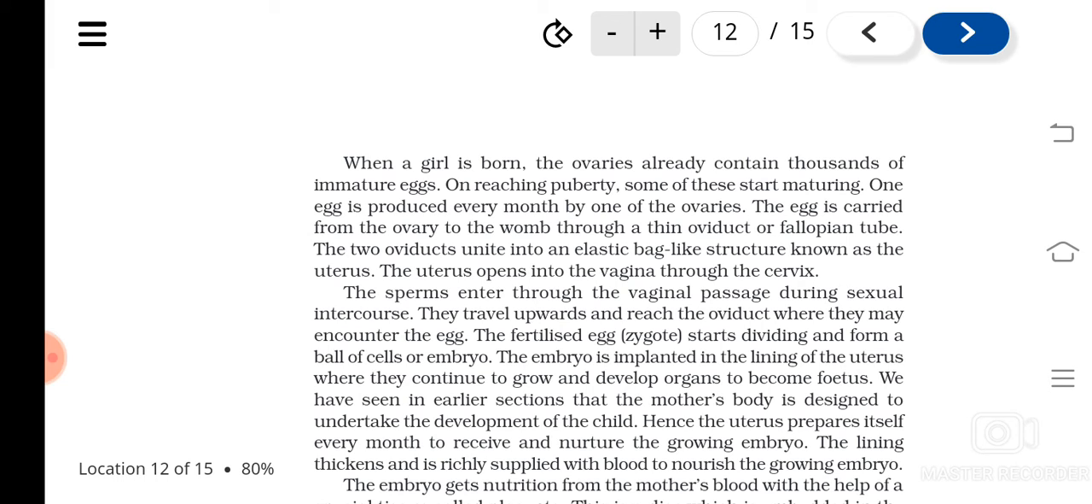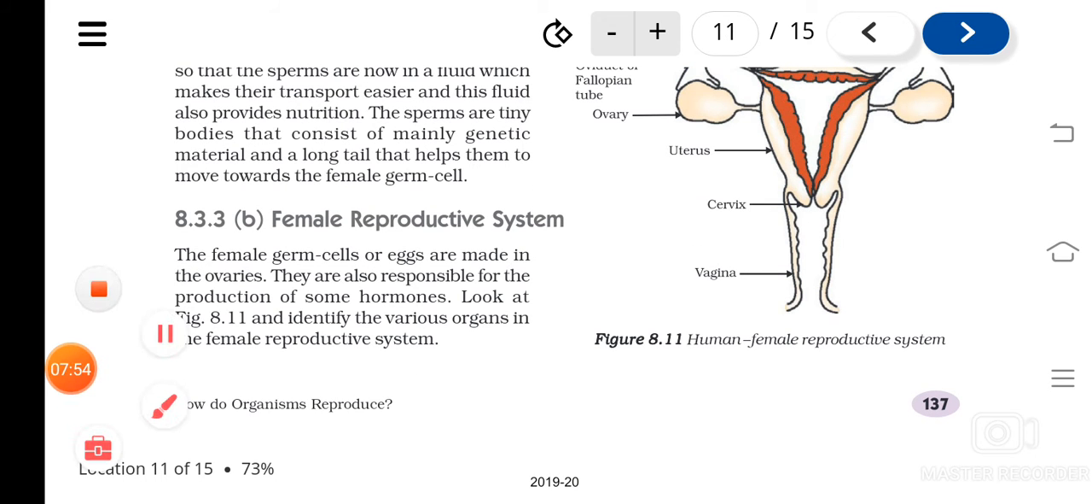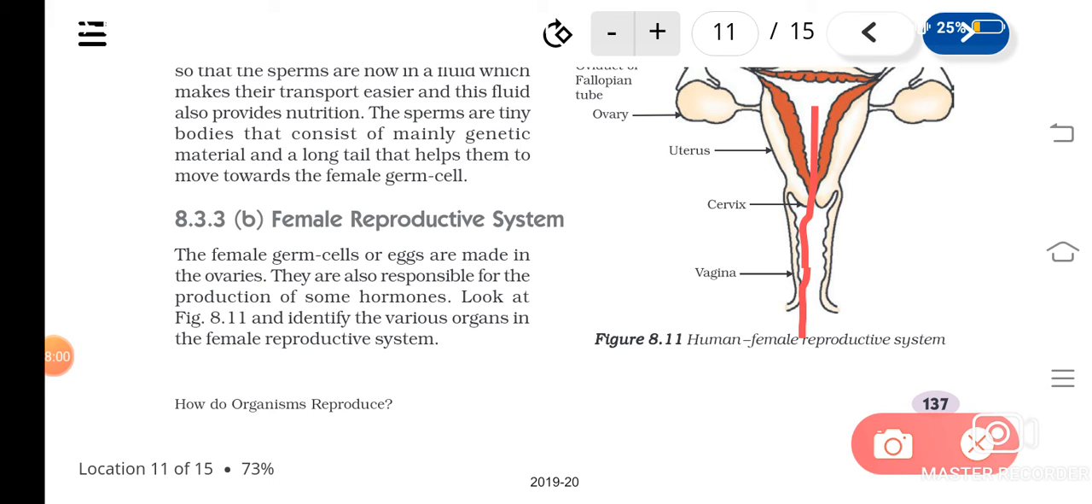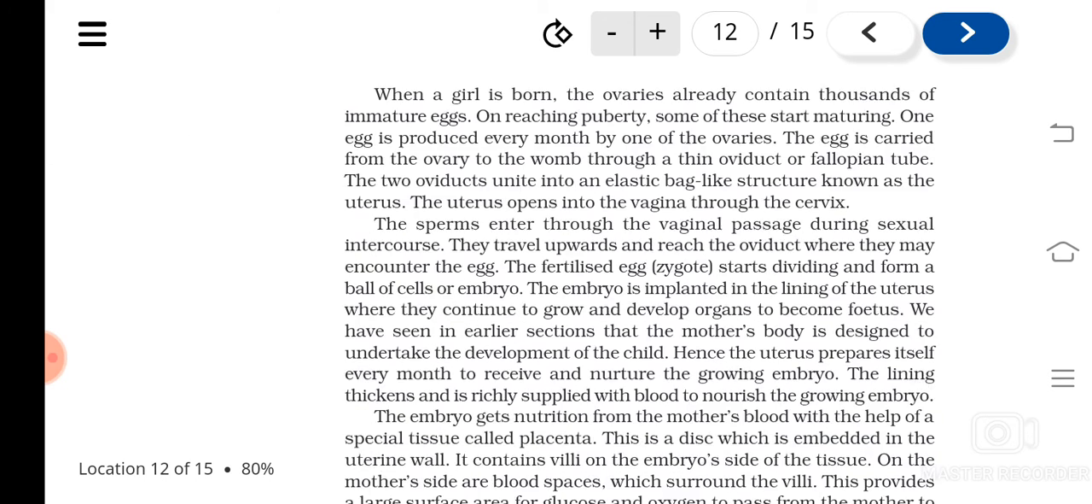Understood? So the sperms come through the vaginal passage and travel through it. The sperm will move, pass through the uterus, and then reach the fallopian tube. When the egg reaches there in the fallopian tube, this release of ovum occurs only once in a month from any one of the ovaries. So there fertilization occurs. Is it clear?